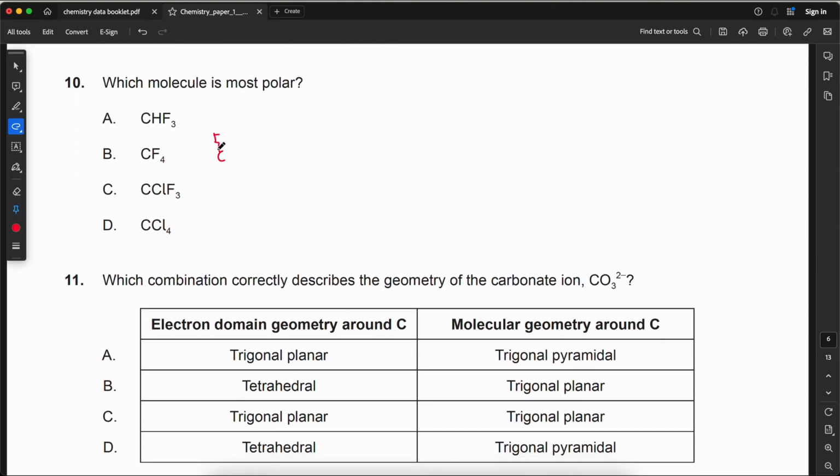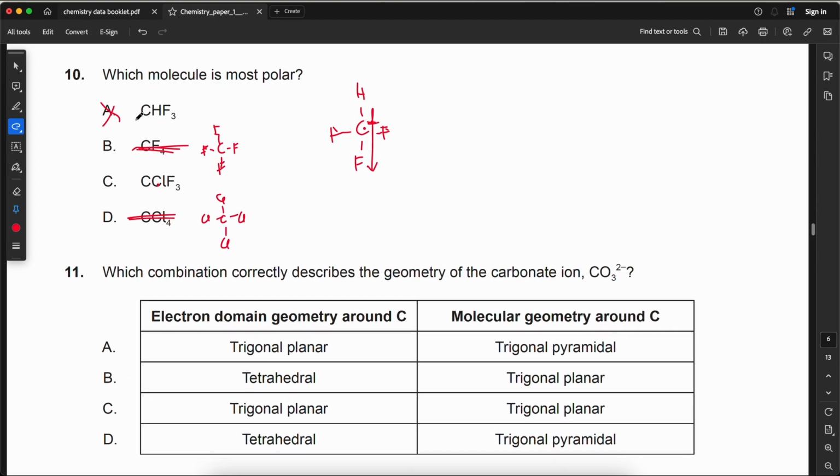Which molecule is most polar? CF4, dipole moment cancel out, nonpolar. CCl4, the same, dipole moment cancel. Now CHF3. So F is more negative compared to H, and this one, of course, more negative compared to C. So it will be this way. Therefore, the answer will be A. For F and then Cl, F is more electronegative, and then Cl is also more electronegative than C. So this is not polar. So that's why A is polar.